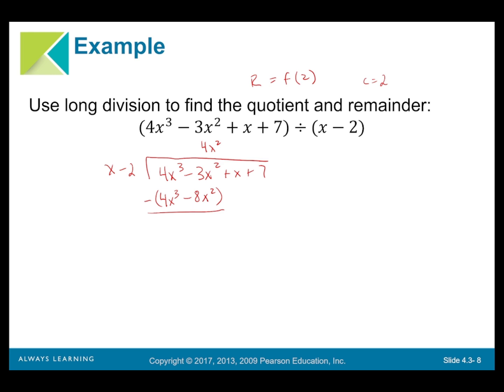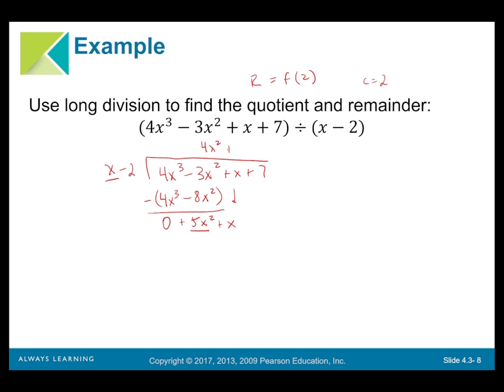and remember to distribute our negative, and we have 4x cubed minus 4x cubed is 0, and I have a minus 3x squared plus 8x squared. Well, that's a plus 5x squared. And now we drop the plus x. Okay, now we ask ourselves, what times x gives me my newest first term, 5x squared?